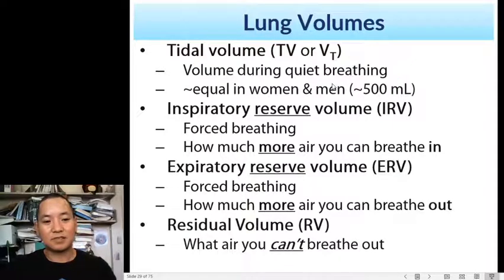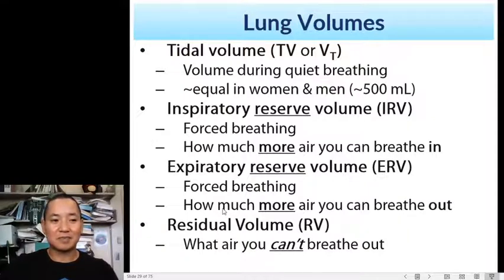And residual volume, this is the air you can't breathe out. Even if you do a full exhalation, if you exhale as much as you can and try to blow out all the air in your lungs, there's still some air in your lungs, and that air that you can't push out, that's residual volume.